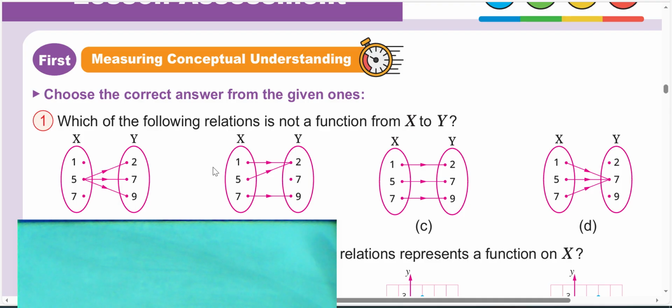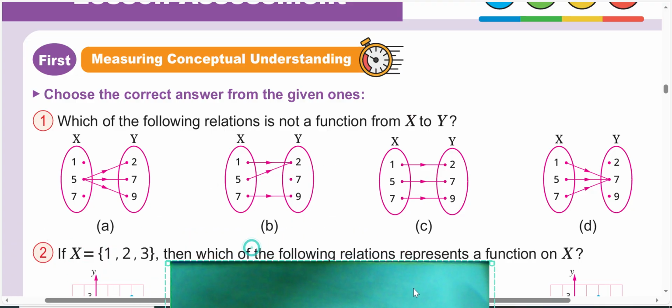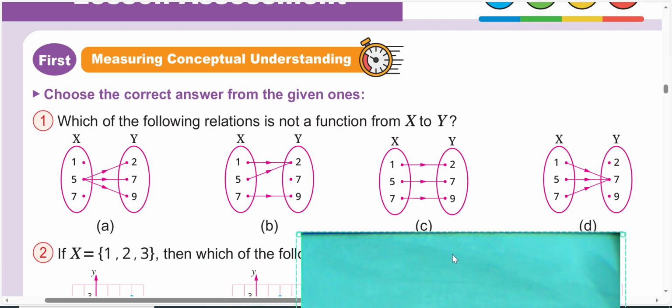Number 2 is a function because each element belonging to x has only one image in y. Letter C is a function because each element in x has only one image in y. Letter D is a function because each element in x has only one image, or appears only once, to y.